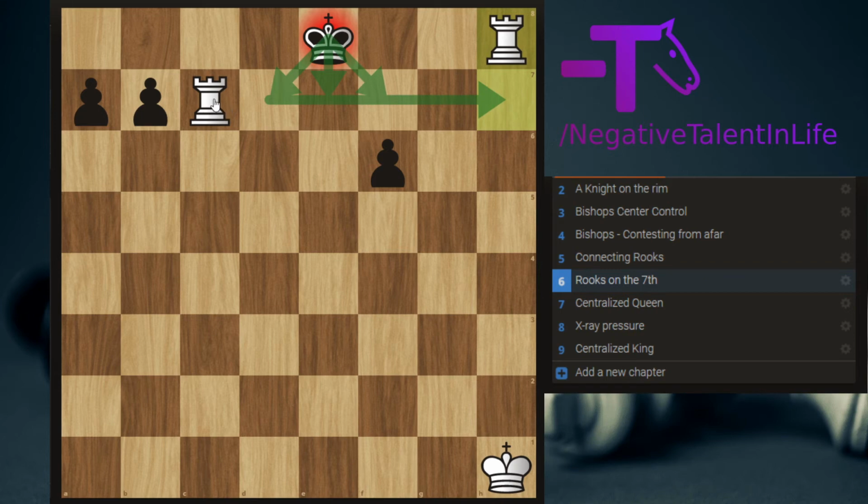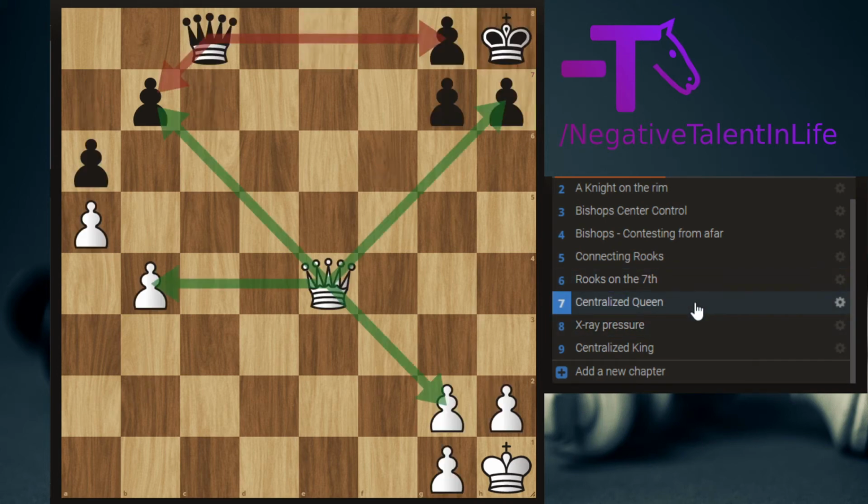It's because it creates a mating attack versus the king, and it also just cuts the king off. Like let's say maybe this isn't checkmate, but the king wants to defend this pawn, and he might want to move to one of these squares, but he can't move to those squares because of this rook. So that's why rooks really like being on the 7th rank.